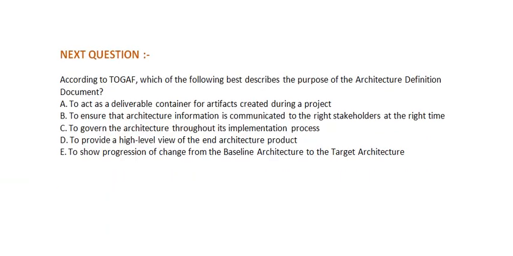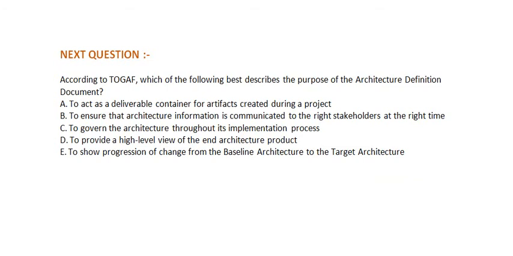Next question is, according to TOGAF, which of the following best describes the purpose of the architecture definition document? Option A, to act as a deliverable container for artifacts created during a project. Option B, to ensure that architecture information is communicated to the right stakeholders at the right time. Option C, to govern the architecture throughout its implementation process.